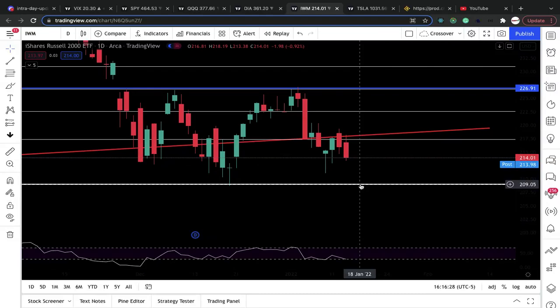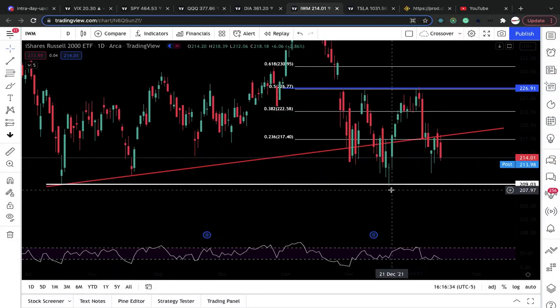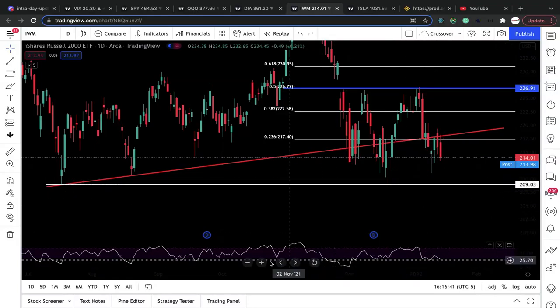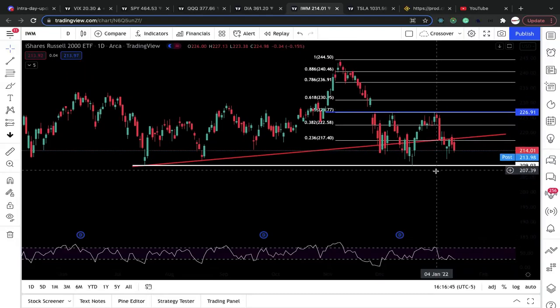Next support level is 209. Okay? And twice since July, and again in December, we showed some strong demand at that level. So that would be the next support level. If not, we're going to see more downside. And it's going to look very, very terrible for the bulls.